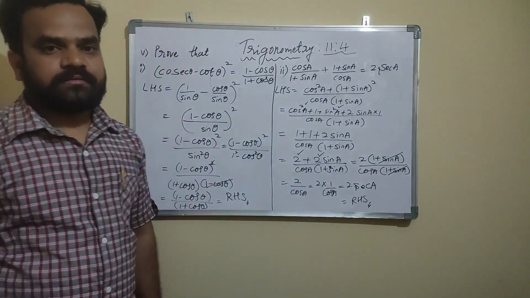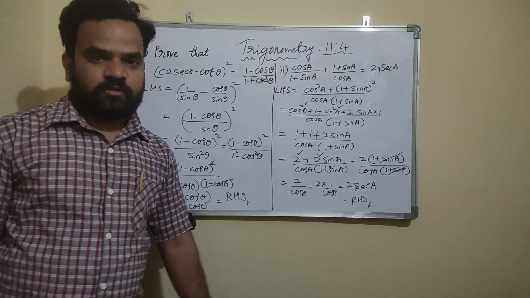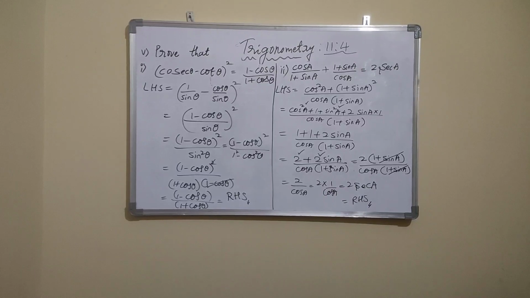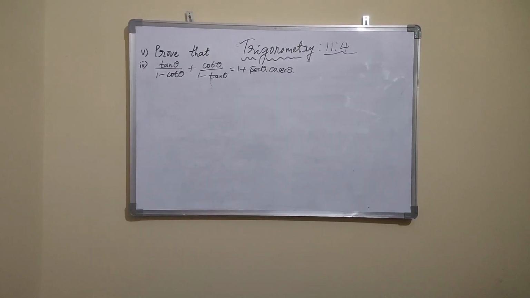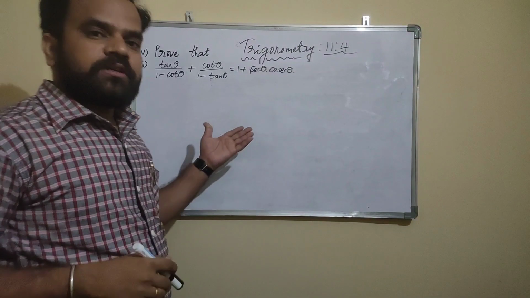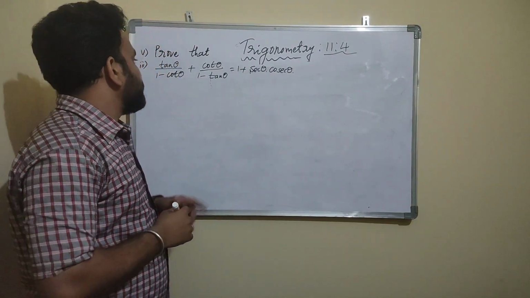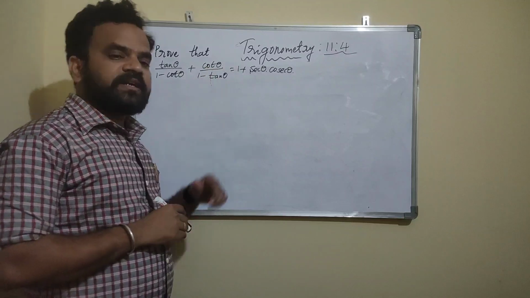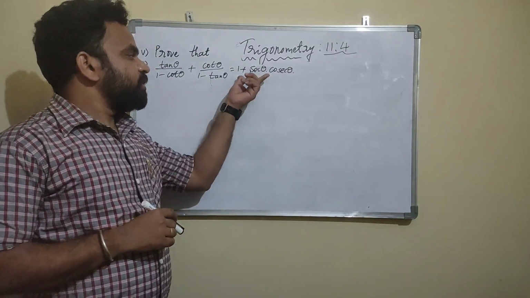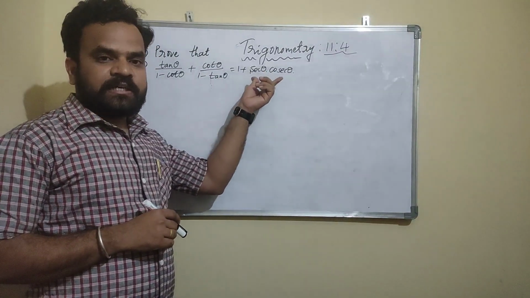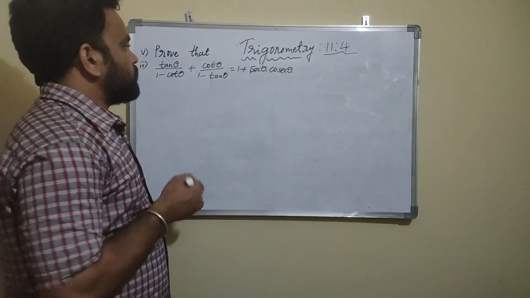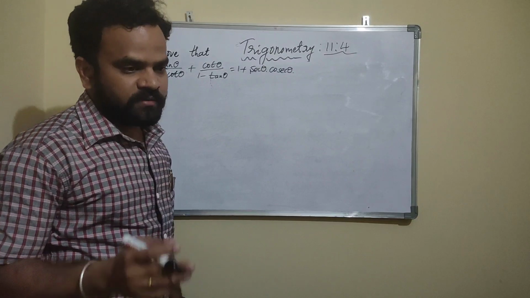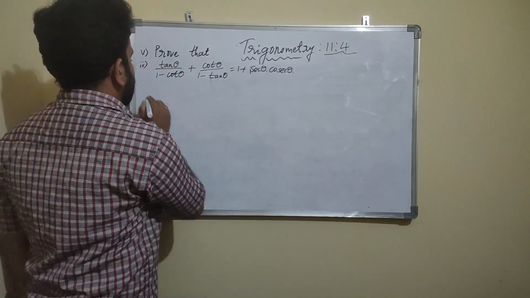This is the second question. The next one is the third question. In the third question, they gave tan theta divided by 1 minus cot theta plus cot theta divided by 1 minus tan theta, which is equal to, you need to prove, 1 plus sec theta into cosec theta, right? Whenever tan and cot come, we need to write them in the form of sin by cos and cos by sin. So I will take LHS.